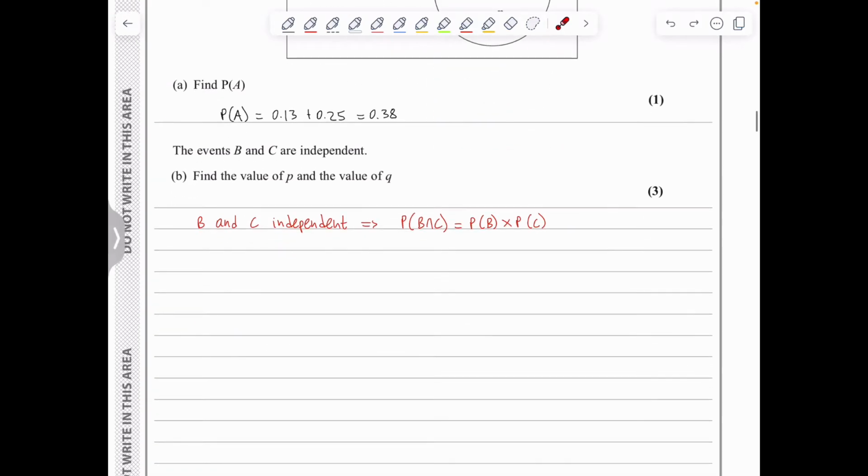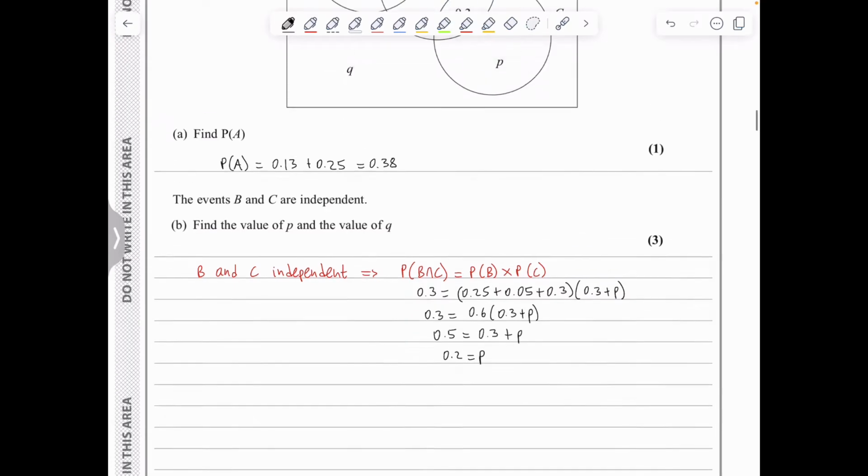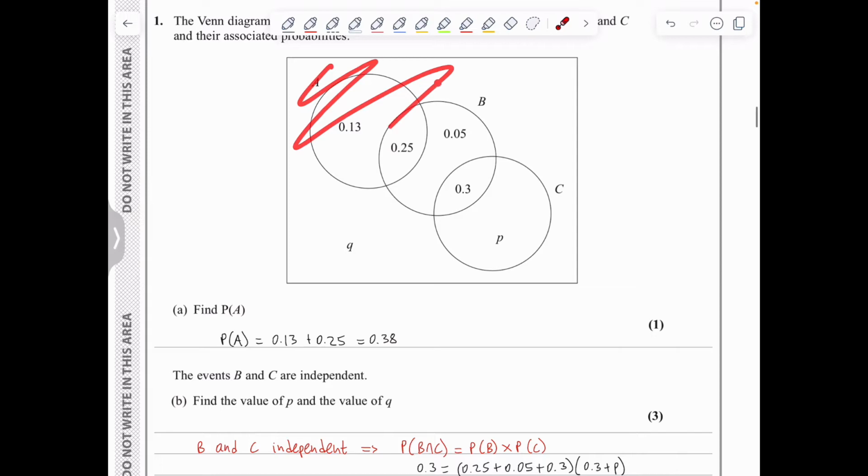plus P. So this leads to 0.3, the probability of the intersection, being equal to the 0.25 plus the 0.05 plus the 0.3, which is the probability of B, times the probability of C, which is 0.3 plus P, which leads to 0.3 is equal to 0.6 times the 0.3 plus P. If I divide both sides by 0.6, I get 0.5 is equal to 0.3 plus P, and therefore we get that P is 0.2.